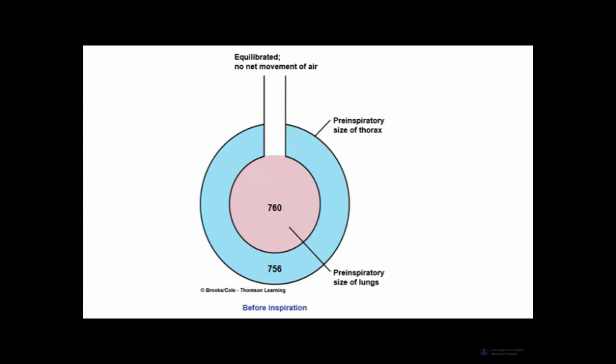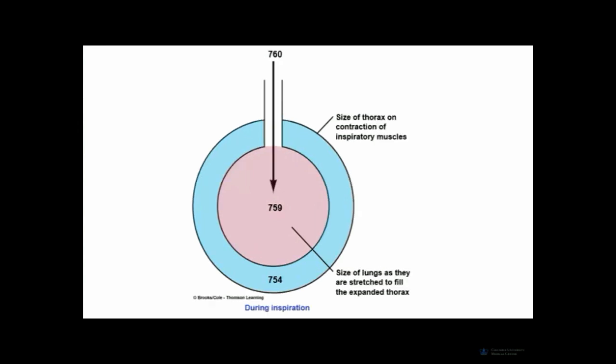So this is before the contraction of the muscles. Okay. And then once the thoracic cavity expands, notice that the thoracic cavity expanded, the lungs got pulled along with it. You get this drop in pressure, not by a lot, right? But this is really restful breathing. And it creates this pressure gradient moving air into the lungs.